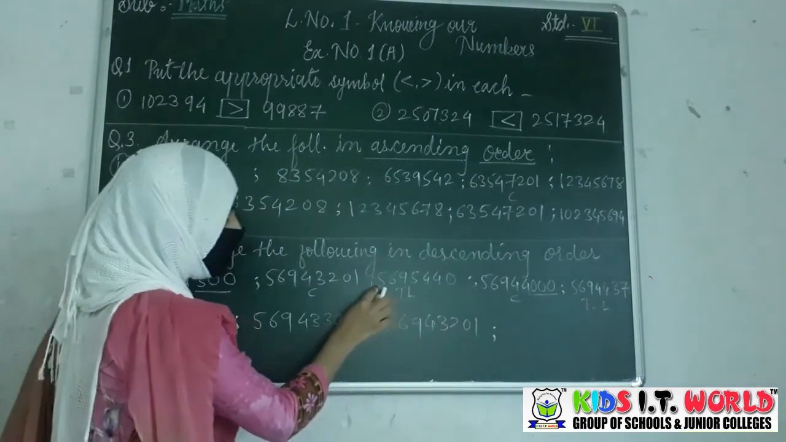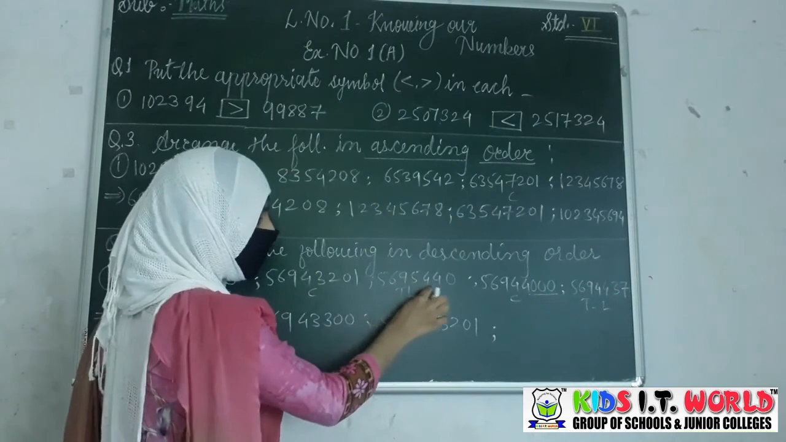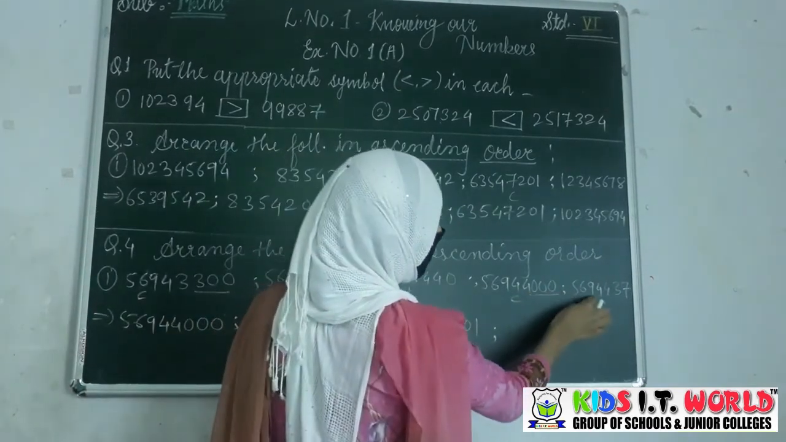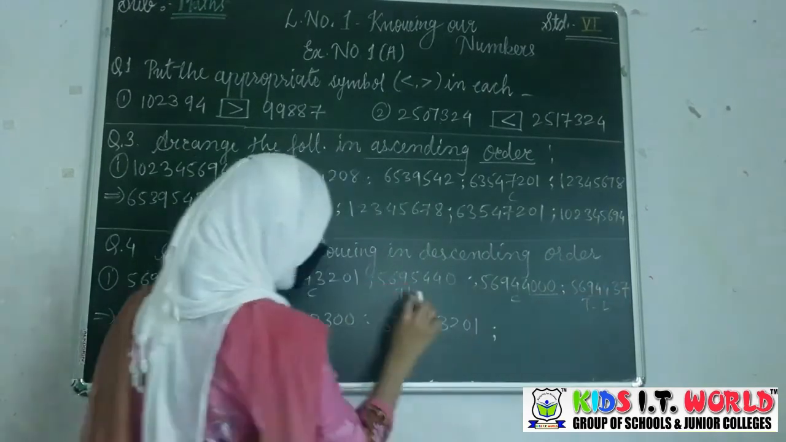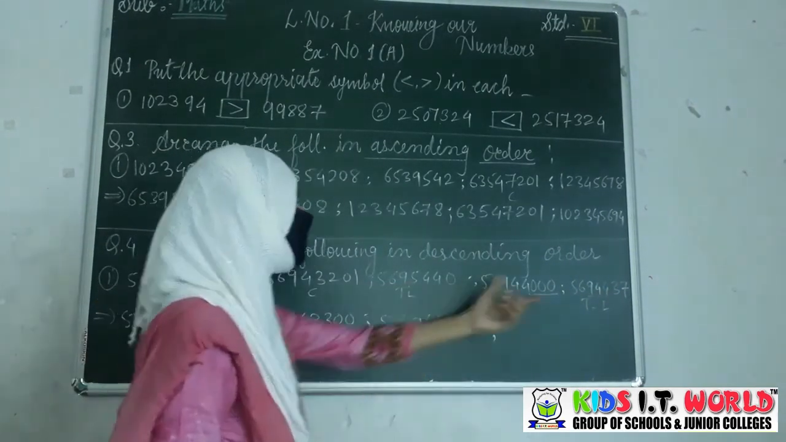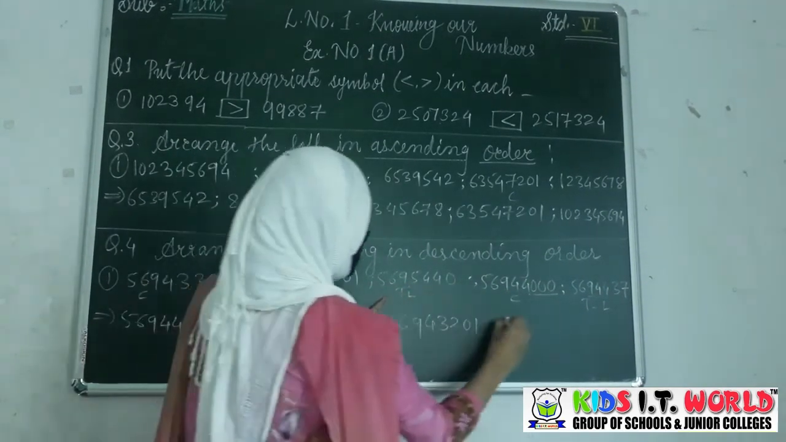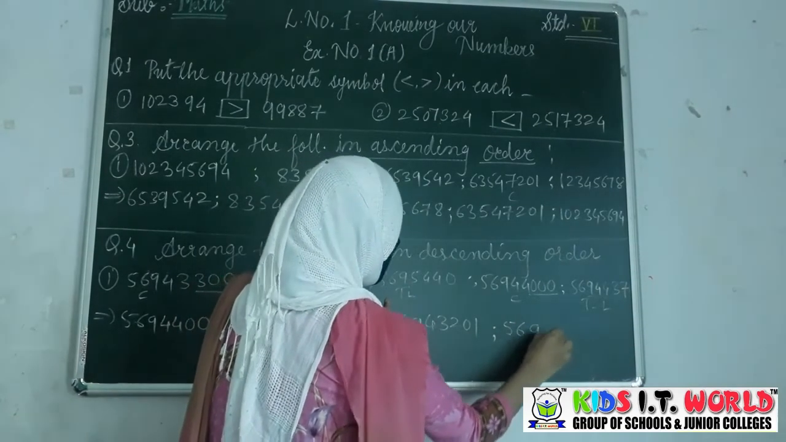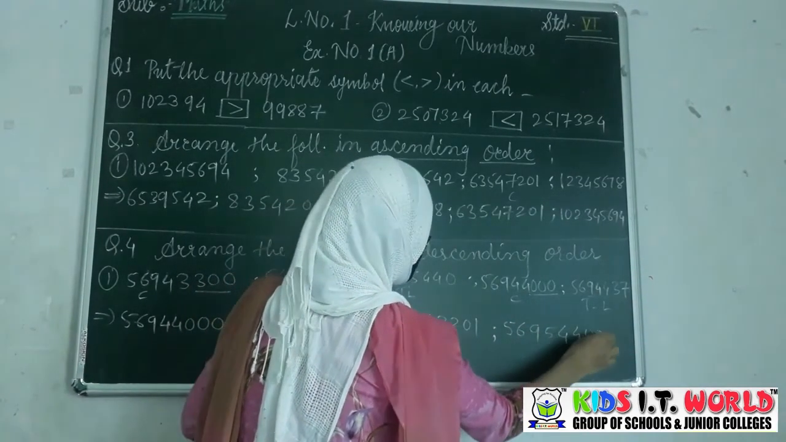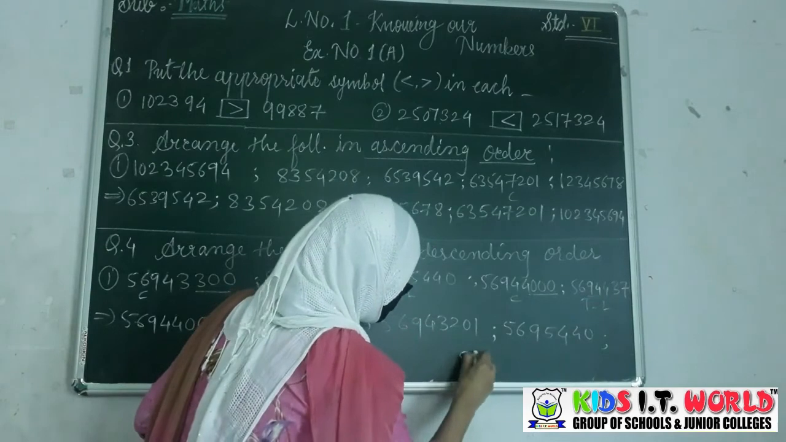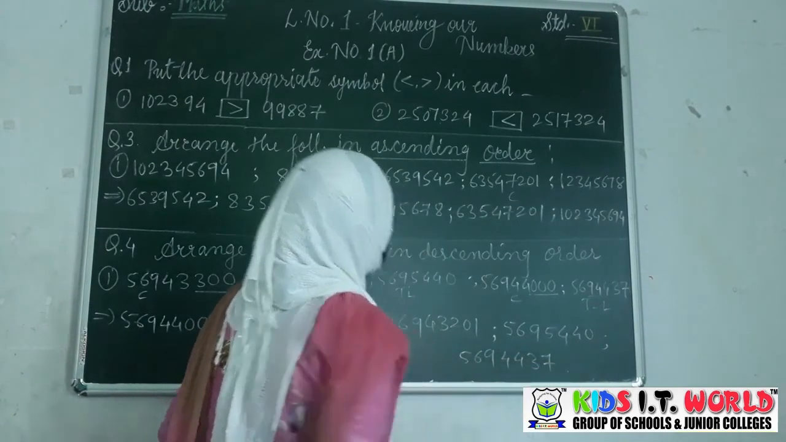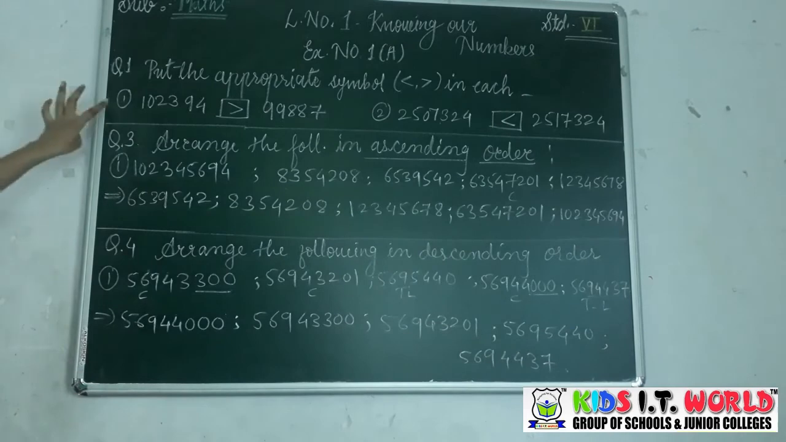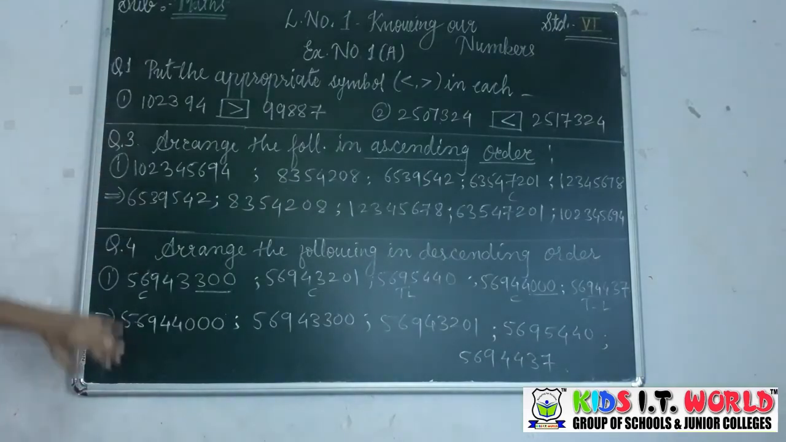Now see, it is 56,95,440, 46,94,437. See here, the number is about 94 lakh and this is about 95 lakh. So which number is greatest in both? This one. So write it 56,95,440, and in the last remaining number is 56,94,437. In this way, you have to compare the numbers in ascending order and descending order.